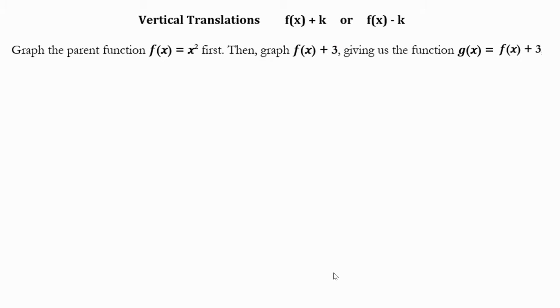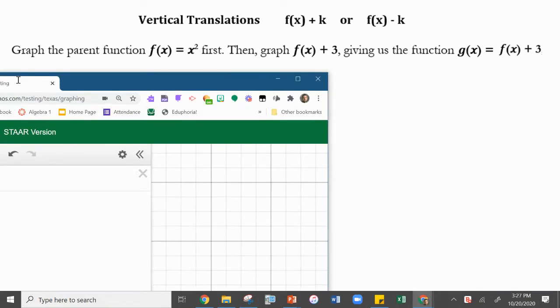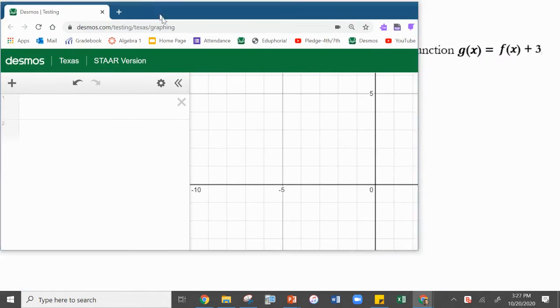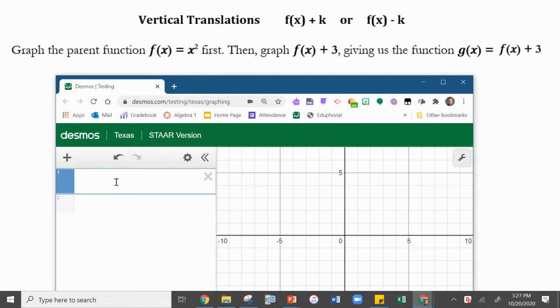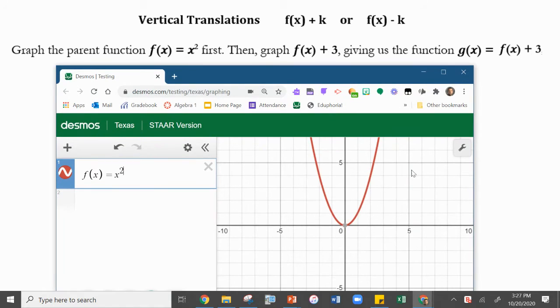All right, so now we're going to talk first about vertical translations. That means shifting up and shifting down. What we're going to do is graph the parent function first, and the best way for us to do that is to use Desmos. We're going to be comparing and contrasting these. So I'm going to type in f of x equals x squared. That's my parent function, and we see what that looks like. We've been working with that for a while. That's going to be the red one.